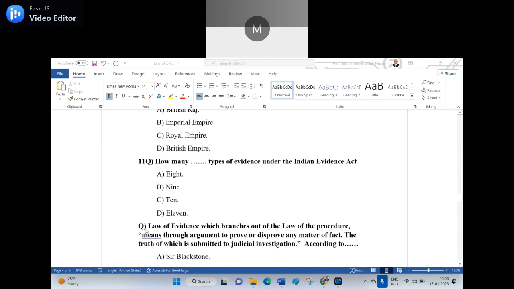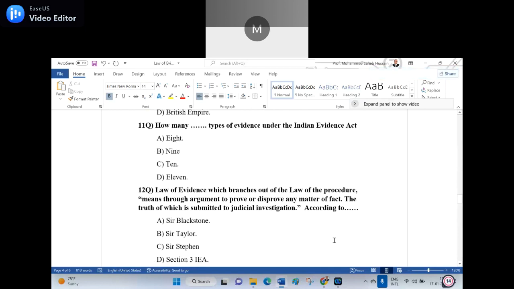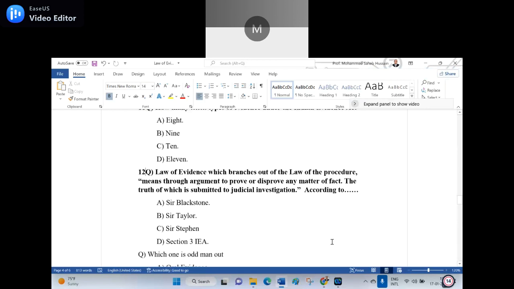And the 12th question. The law of evidence, which branch out of the law of the procedure, I quote, means through argument to prove or disprove any matter of fact, the truth of which is submitted to judicial investigation, and quote, according to who said? A, Sir Blackstone, B, Sir Taylor, C, Sir Stephen, D, Section 3 of Indian Evidence Act.